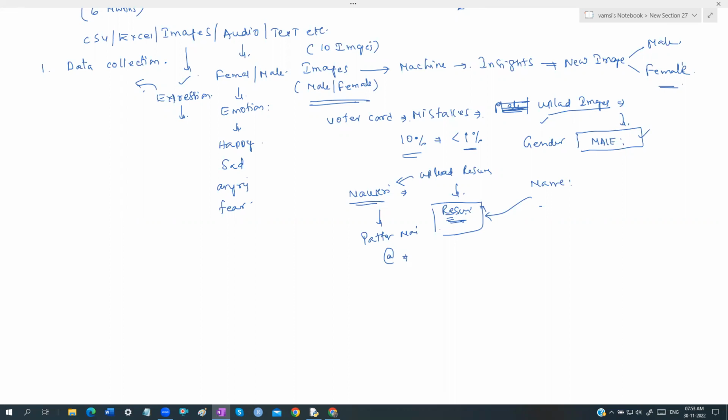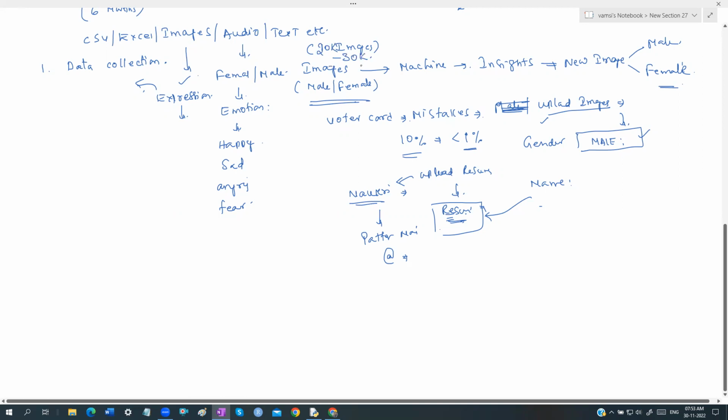But for humans, just a few images are sufficient. Machines are not like that. If I give 10 images and ask it to learn, machines can't learn it. We have to give somewhere around 20K to 30K images. Not just 20 to 30 images, I guess.